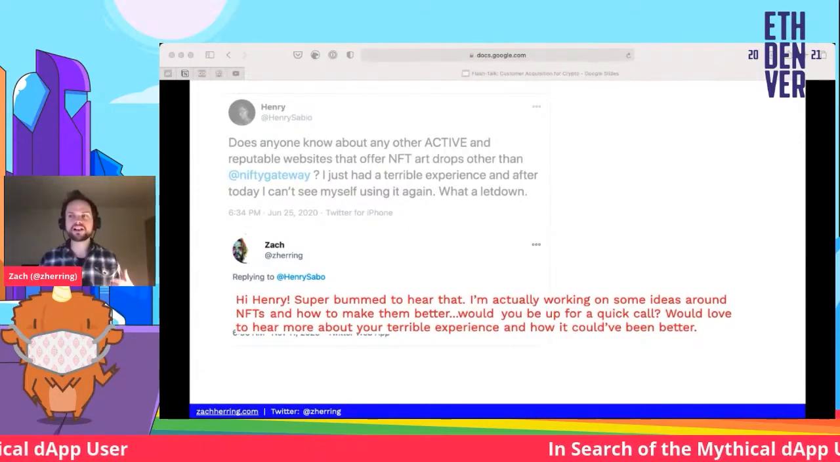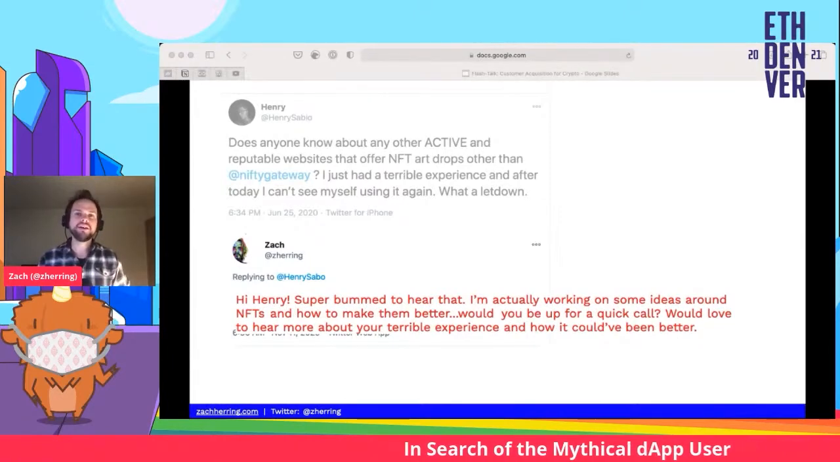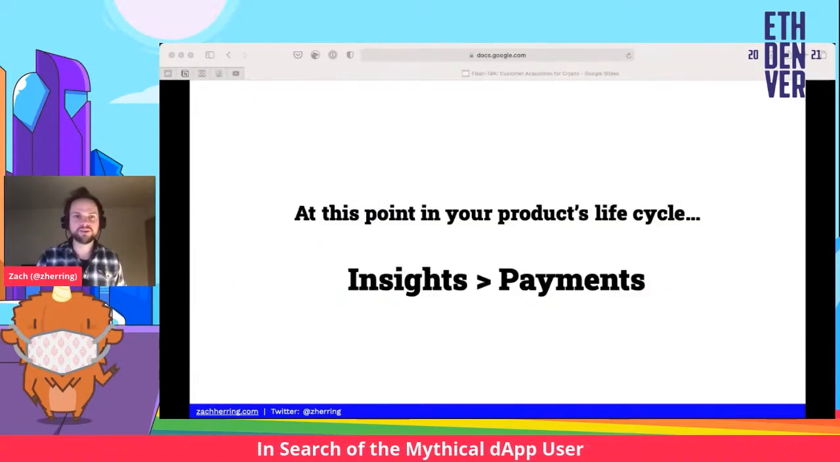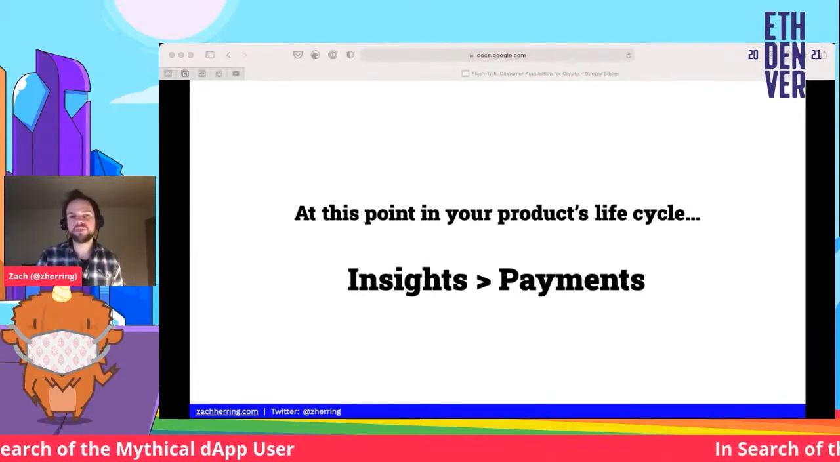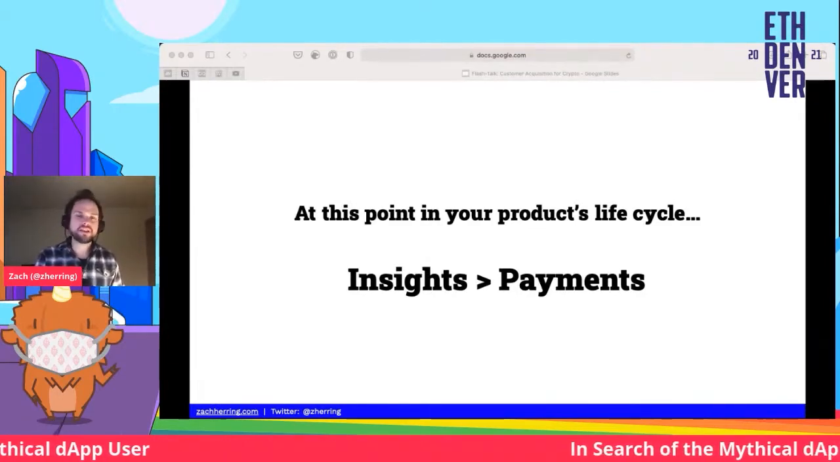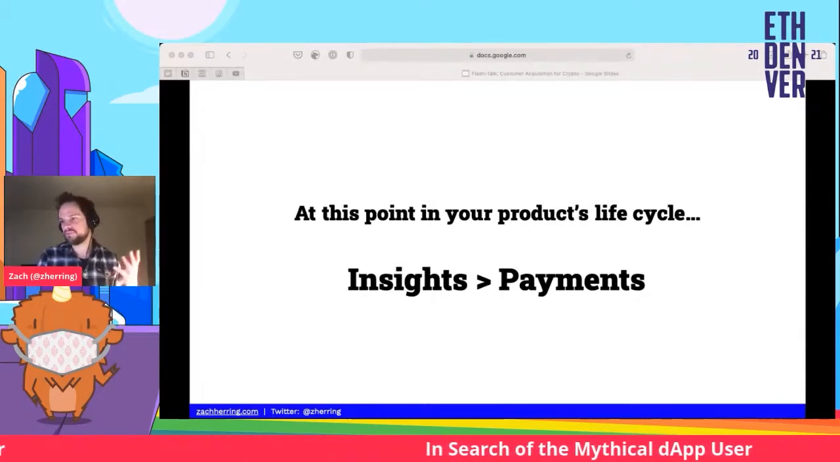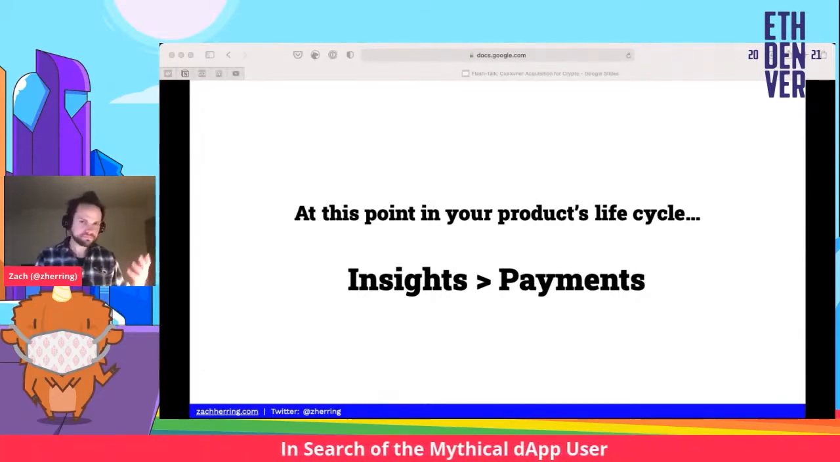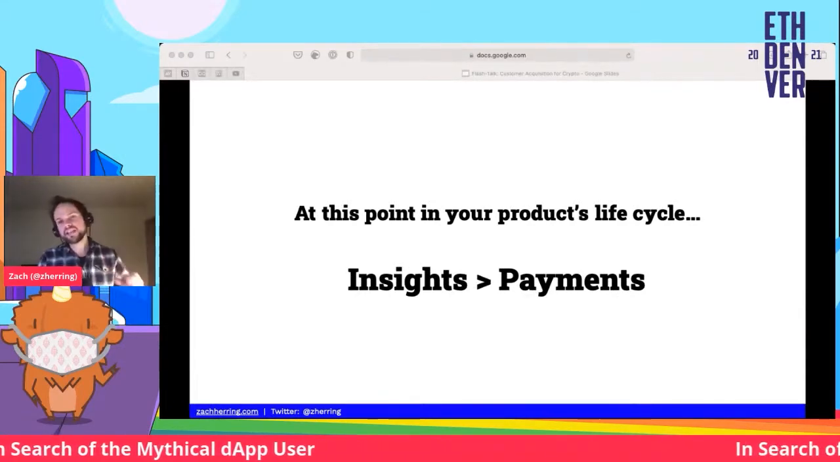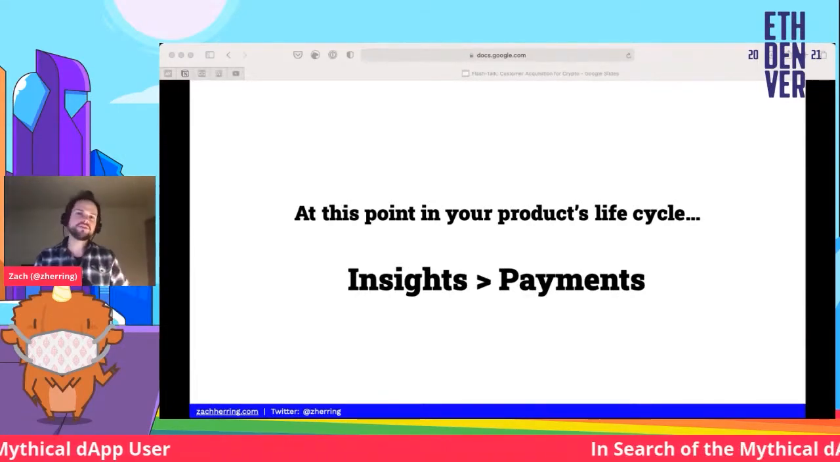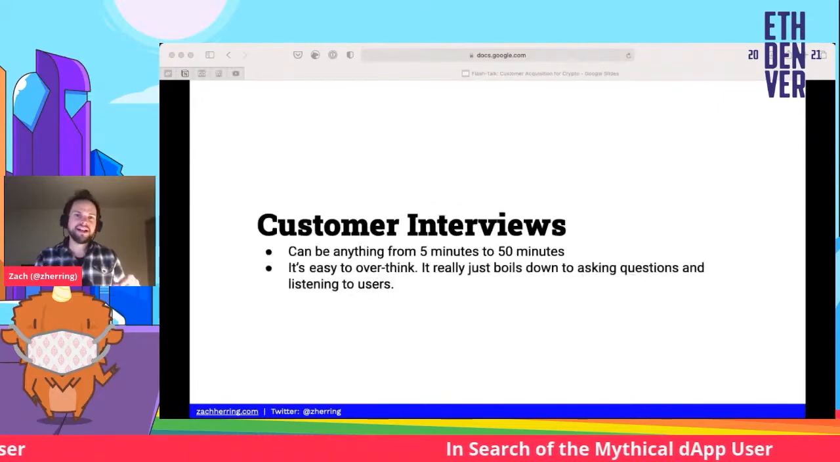When you ask for advice, people are actually amazingly generous in how they're thinking about the problem. At this point in your product's lifecycle, insights are way more important than payments. Let's say someone does a one-time buy of an NFT off of my brand new platform for $50 or even $100, right? If I don't get the experience right, they're never going to use my product again, right?